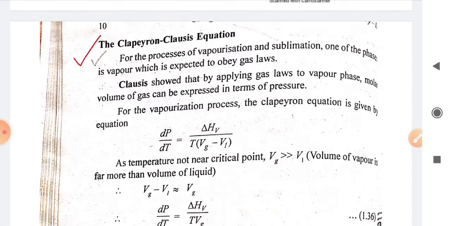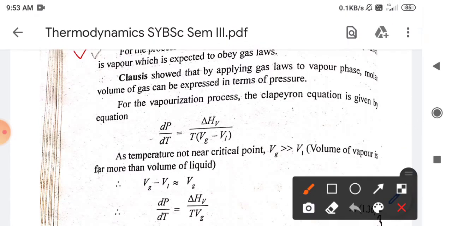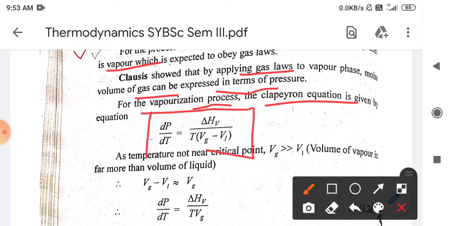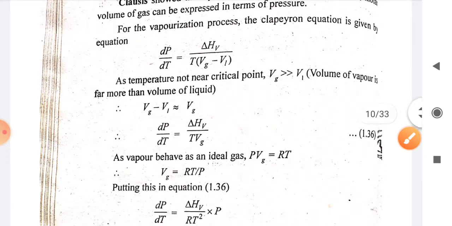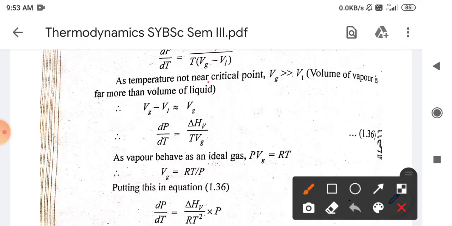For the process of vaporization and sublimation, one of the phases is the vapor, which can be expected to obey the ideal gas laws. So Clausius has shown that by applying the gas laws to the vapor, the molar volume of the gas can be expressed in terms of pressure. For the vaporization process, the Clapeyron equation is, as we have seen in the last equation, delta Hv upon T into Vg minus VL. As the temperature is not near the critical point, and the critical point is where the gas phase and liquid phase are in equilibrium.